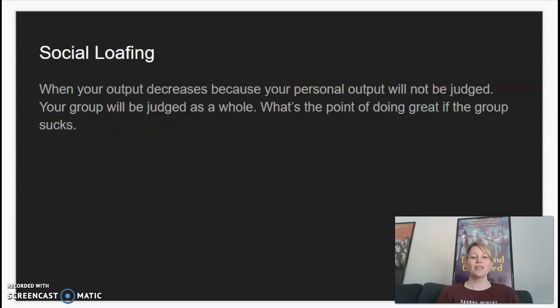Social loafing. This is when you are grouped together and you don't put your best foot forward because you personally will not be judged or scored on your personal effort, your whole group is going to be judged. When your output decreases because your personal output will not be judged. Your group will be judged as a whole. What's the point of doing great if the group sucks? It's pretty self-explanatory.